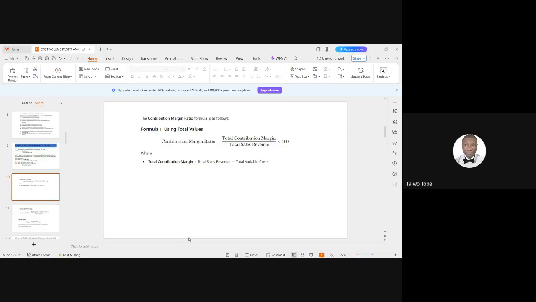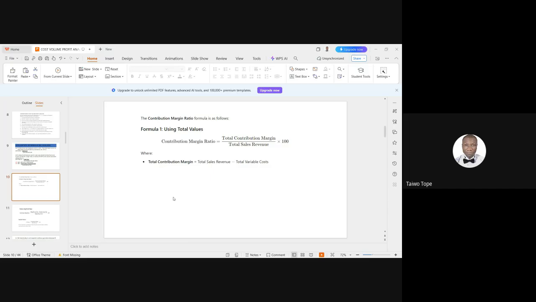So contribution margin is just selling price less variable cost, while contribution margin ratio is your contribution margin divided by what? Sales, multiplied by 100. So we must understand this, in case you don't know that before.